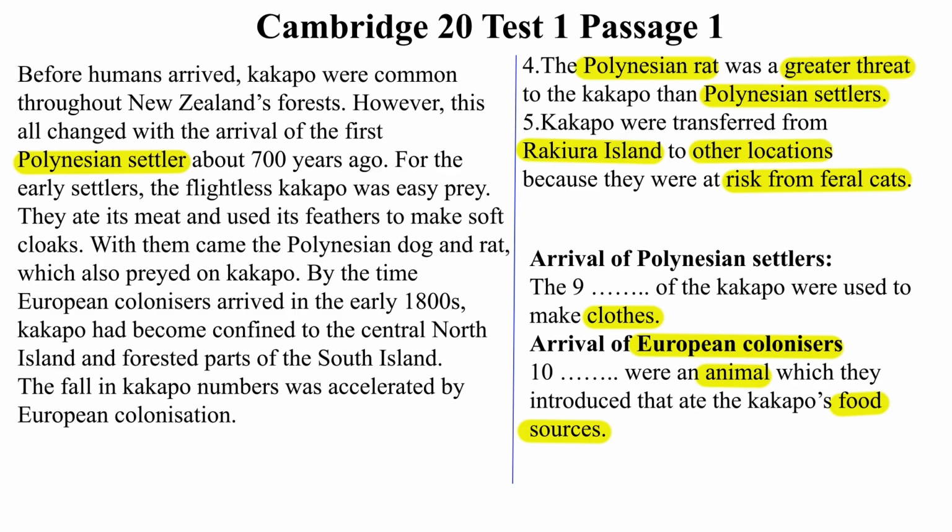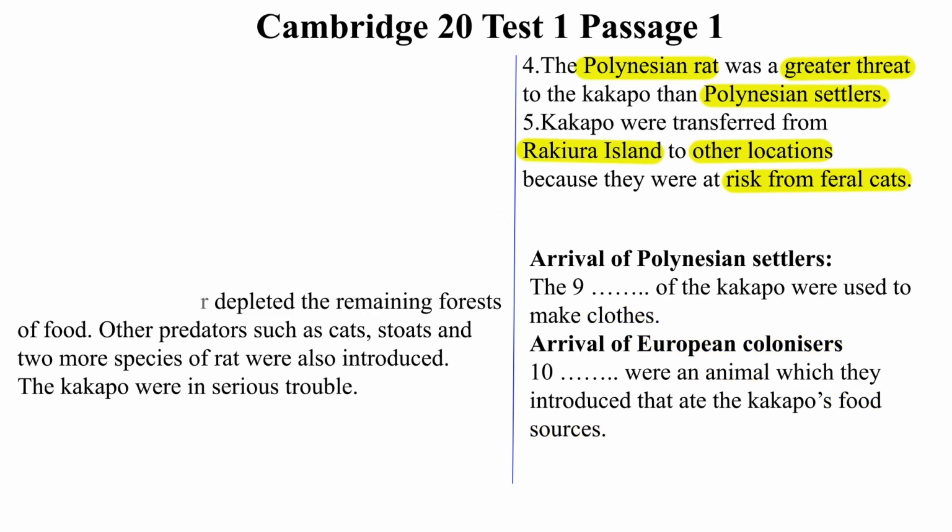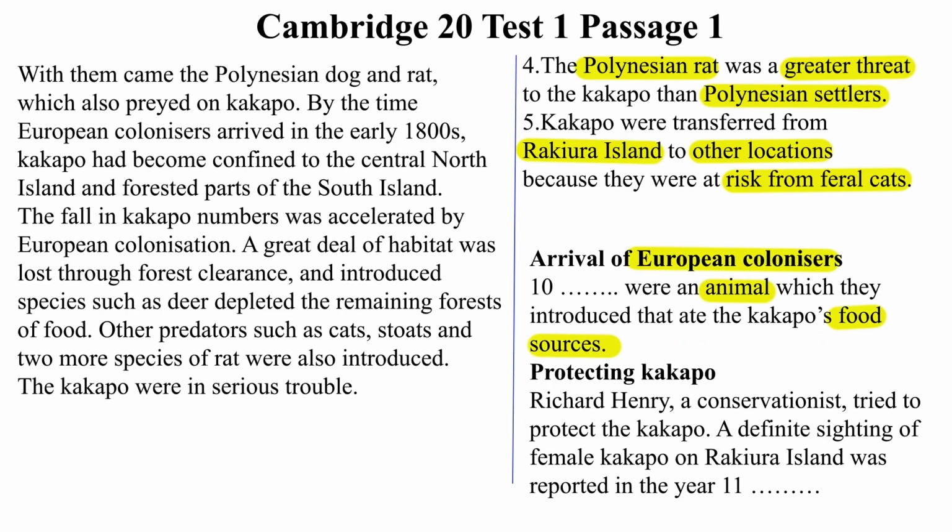Let's go forward. For the early settlers, the flightless kakapo was easy prey. They ate its meat and used its feathers to make soft cloaks. Here soft cloaks is one kind of clothes, and it is made from feathers. So the answer is feathers. Now move to question number 11.